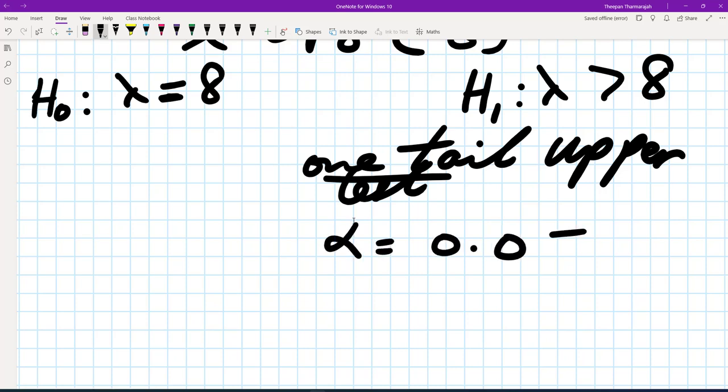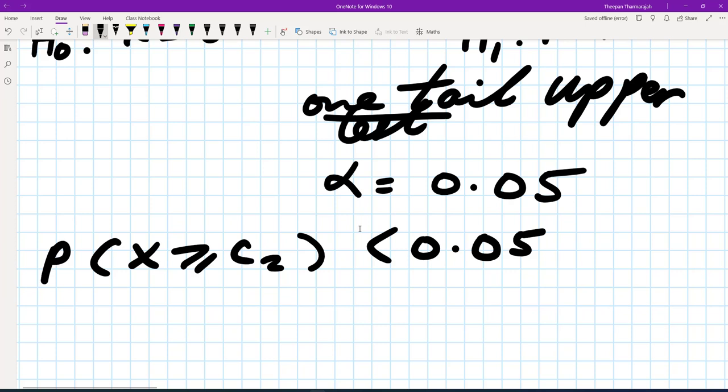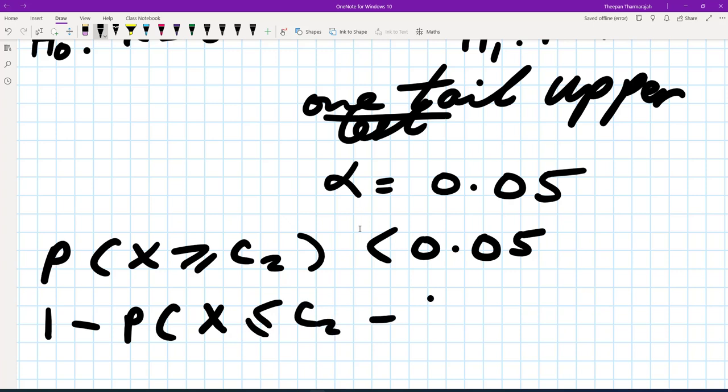So you know what this diagram looks like. I'm just going to set up the equation straight away. So it's the probability that X is greater than or equal to C2, which is strictly less than 0.05. And we can then say from here, 1 minus the probability that X is less than or equal to C2 minus 1, make the 2 a bit clearer, is strictly less than 0.05.